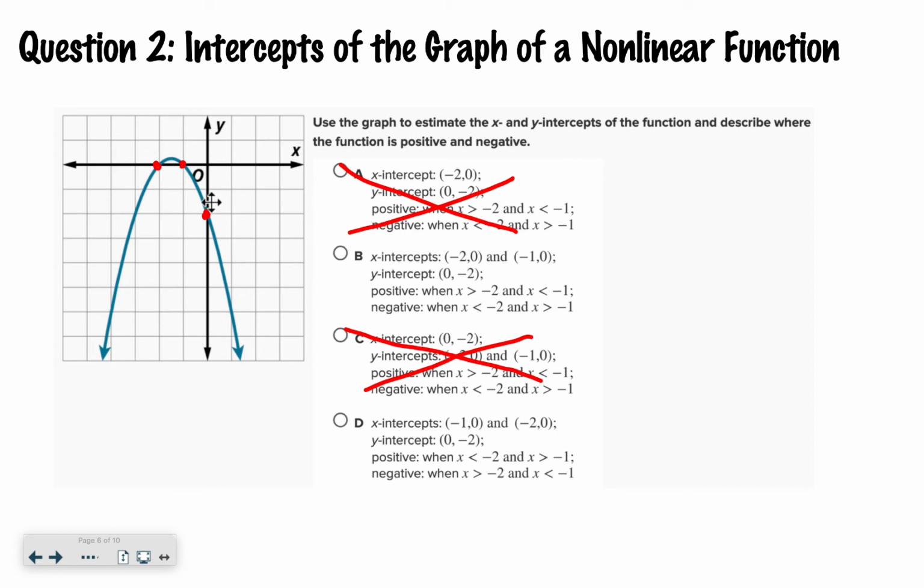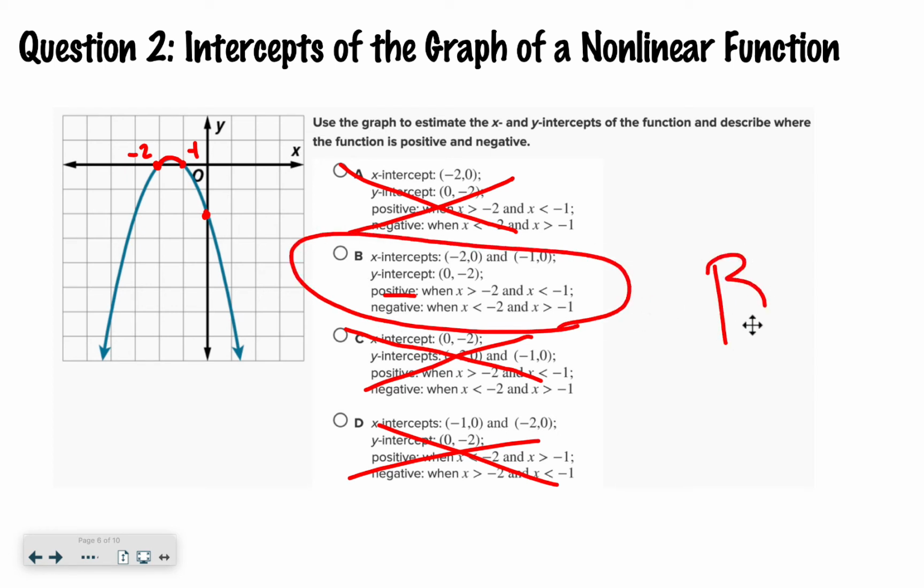Now I have to figure out when is it positive and when is it negative. So it's positive between -2 and -1. So I'm looking for bigger than -2 and less than -1. So if I look at this, positive when x is greater than -2 and less than -1. So that's correct. If I look down here, positive when x is less than -2, that's not true. So that means that my answer is letter B. Okay, if you have any questions about that, please be sure to ask for some help. I'm happy to help you.